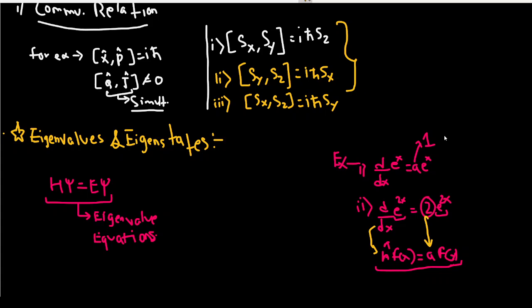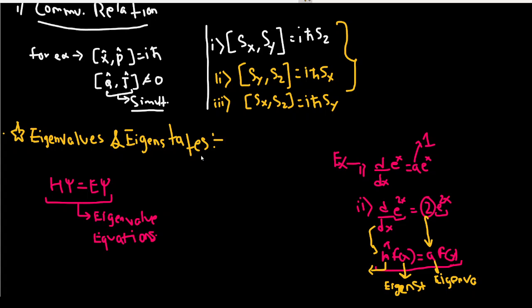But what are eigenvalues and eigenstates? So this particular operator, and this is f of x. This f of x is what is called the eigenstates, and a is called the eigenvalue. And these are called the eigenstates or eigenfunctions. Basically they are the same. Eigenfunctions and eigenstates are the same.